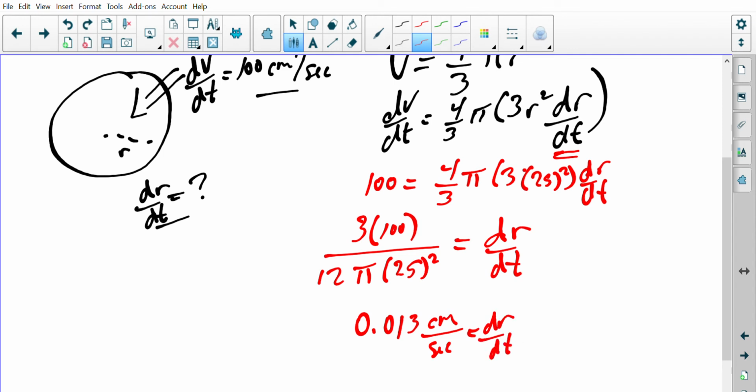So imagine, as the air is being pumped into the balloon, it's expanding out this way. And as that happens, your radius is changing. Now, it's not changing very quickly, though, but at that particular instant anyway, once it's 25 centimeters of a radius, the rate of change at that particular instant is only 0.013 centimeters every second.